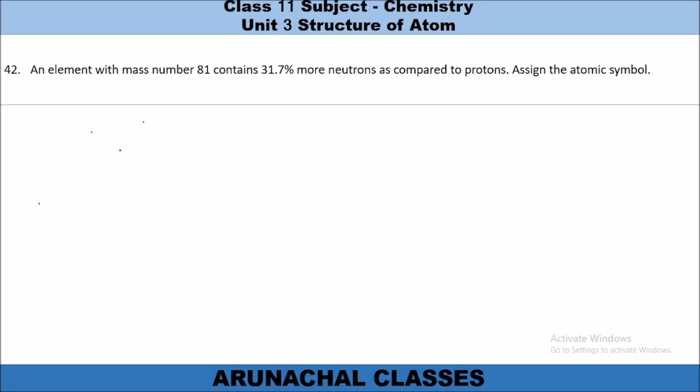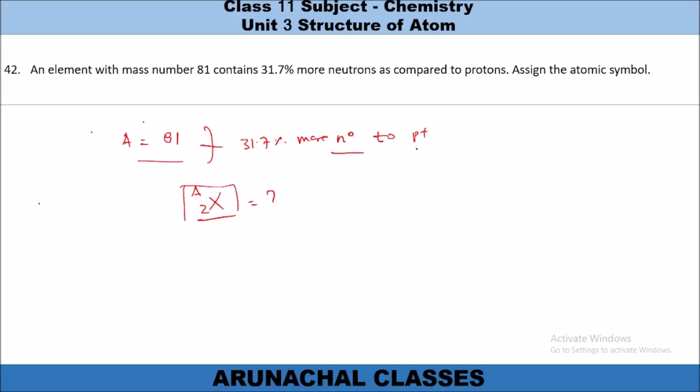Here the question is: an element with mass number 81 contains 31.7% more neutrons as compared to protons. Assign the atomic symbol. We have to indicate the atomic symbol for this particular element.